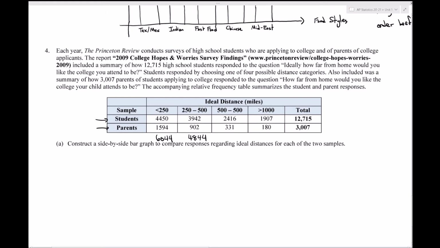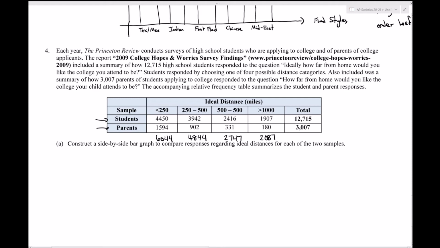4844. 2416 plus 331 is 2747. So we should be seeing that the most frequent category is this less than 250. I don't want to be too far away. So 1907 plus 180, 2087. And then we'll look at the total.